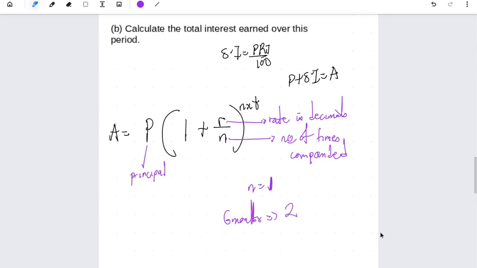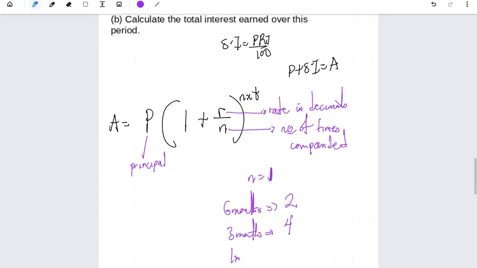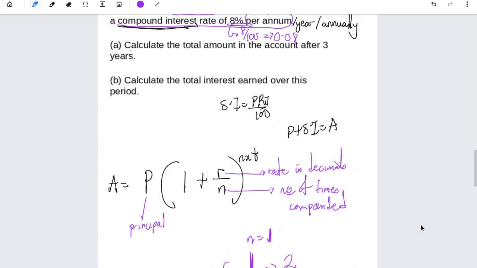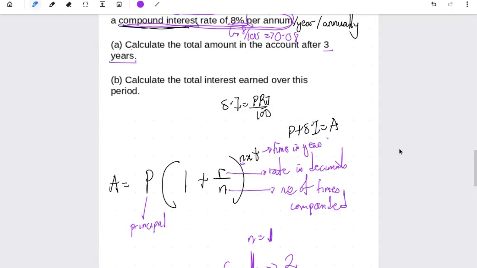If it was quarterly, that's every 3 months, and that gives us 4 times a year. If it was every month, that's 12 times in a year, and your N is going to be 12. So you usually get the N based on the question. Because they just said compound interest of 8% per annum, that's every year, so N is 1 in this case. And then T is the time in years, which for this question is going to be 3 years. All right, so that explains the entire formula.